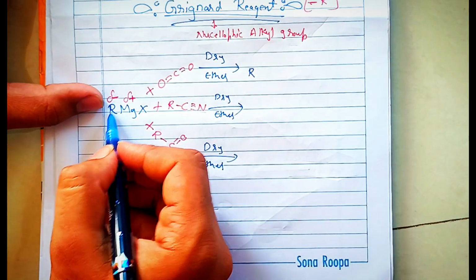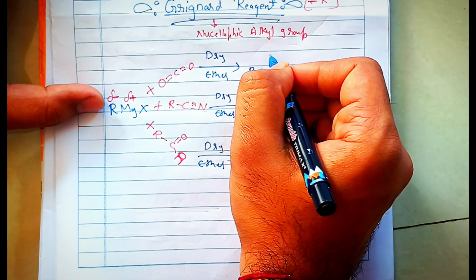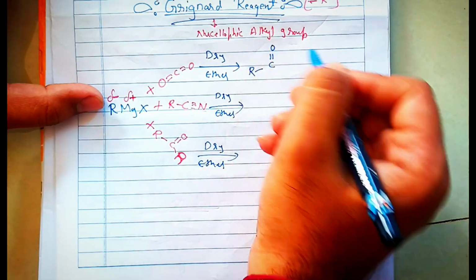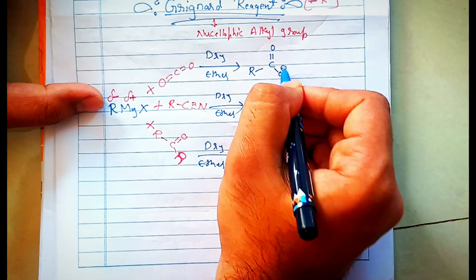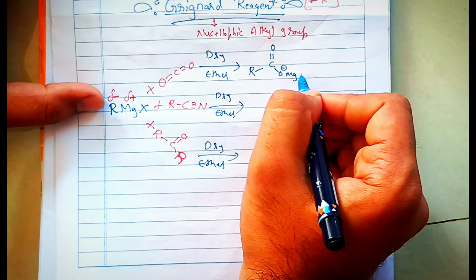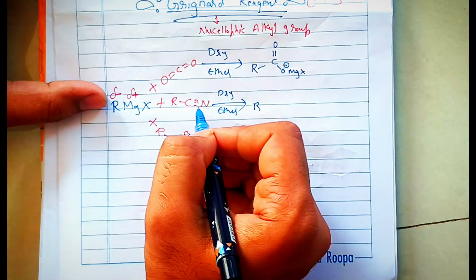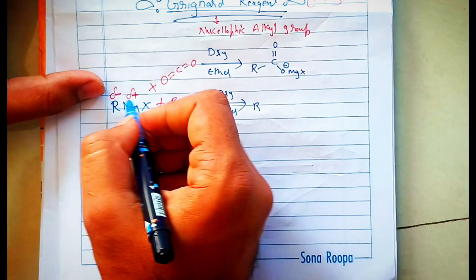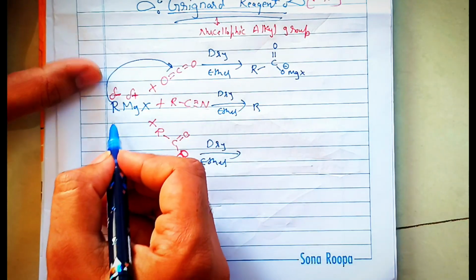This R will attack this carbon, right? See here, double bond O, right? And another oxygen, that will be minus, and MgX. This MgX will add here. Same here, this R will attack this, like this.